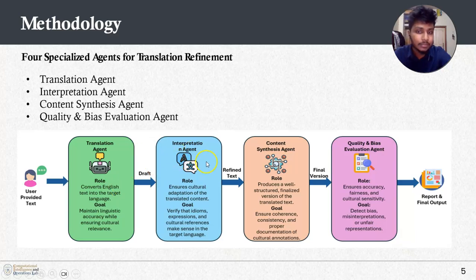So basically, the user first provides a text, and then the translation agent will translate. Then it passes to the interpretation agent. It will check the idioms and expressions, and then the content synthesis agent ensures coherence, consistency, and proper documentation. And finally, our quality bias agent checks all this and gives us a final report and output.